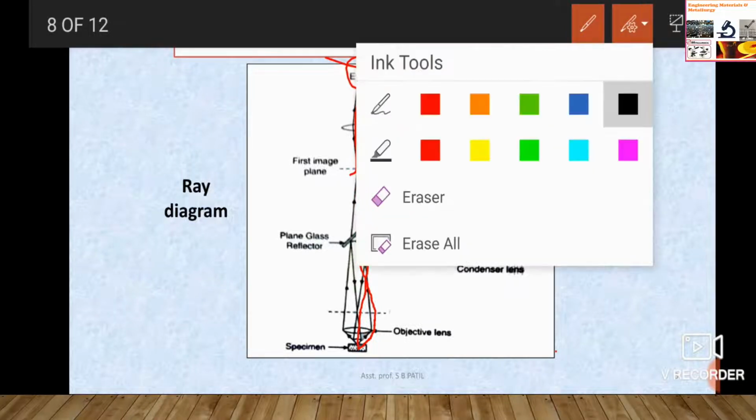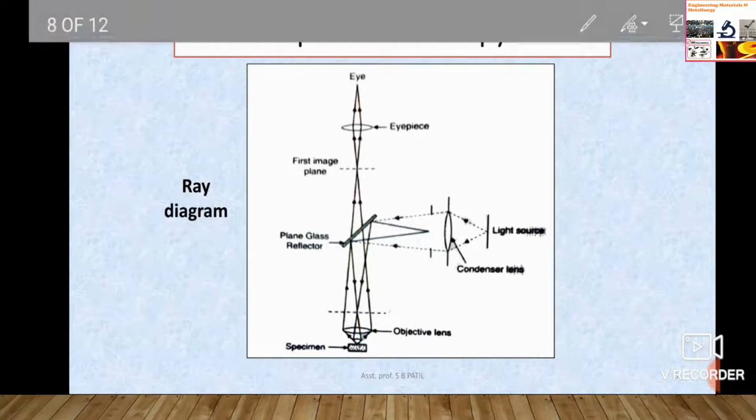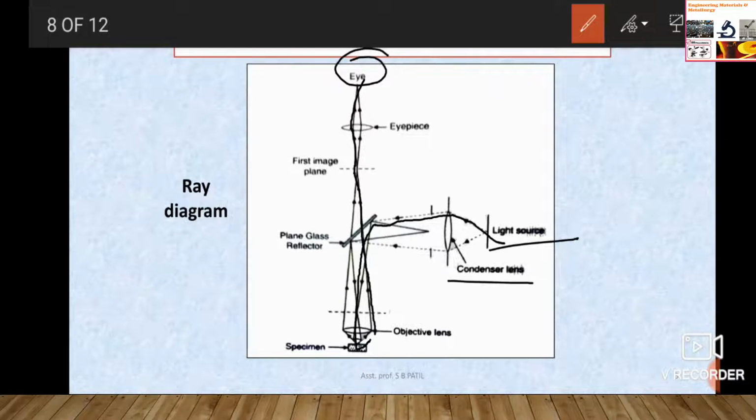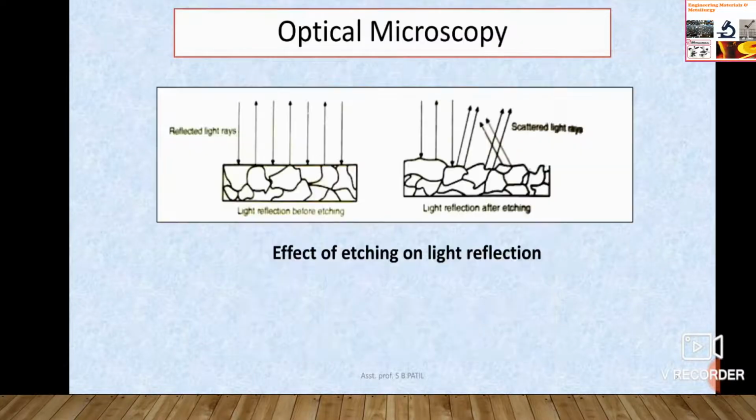Again I repeat, from the light source to the condenser lens here, then to the glass reflector, then from the glass reflector to the objective lens, from the objective lens to the specimen, then from the specimen again to the objective lens, and again from the objective lens to the glass reflector, then it goes to the eyepiece, and through the eyepiece we will see the image by our eyes. Okay, so this is the ray diagram for the optical metallurgical microscope.